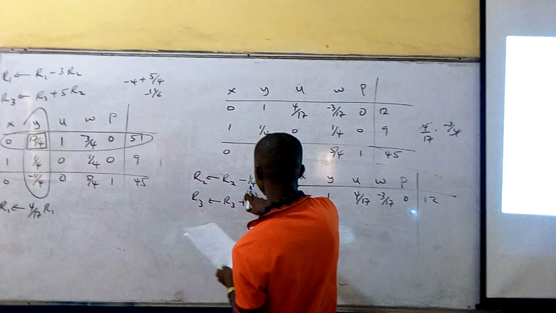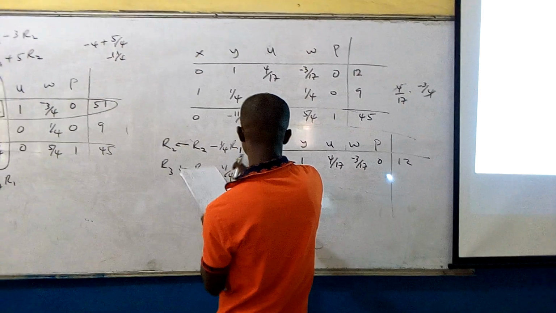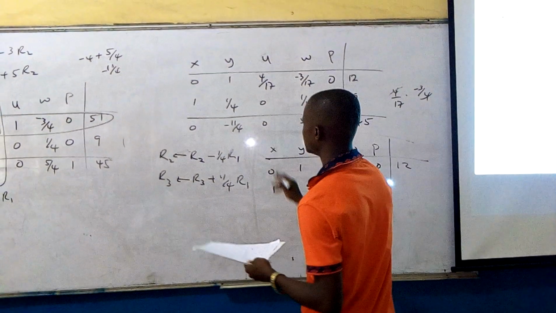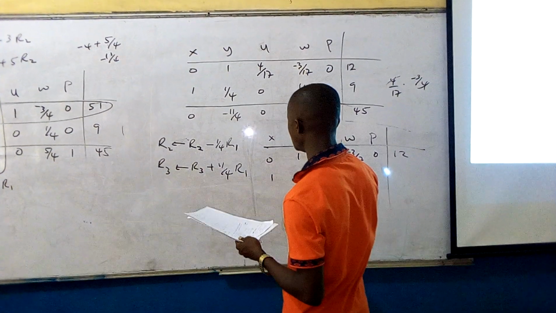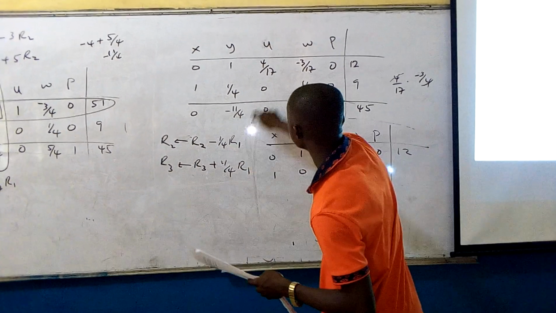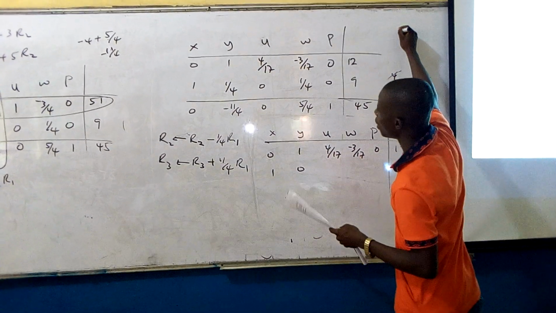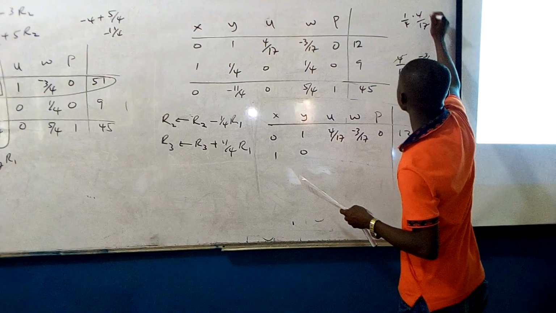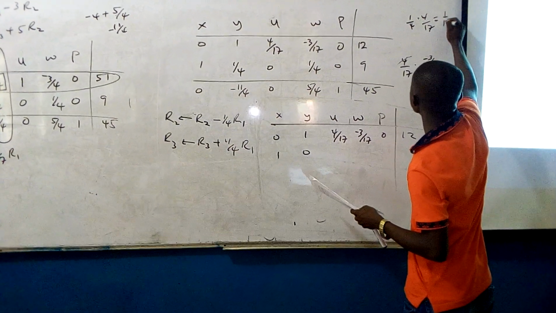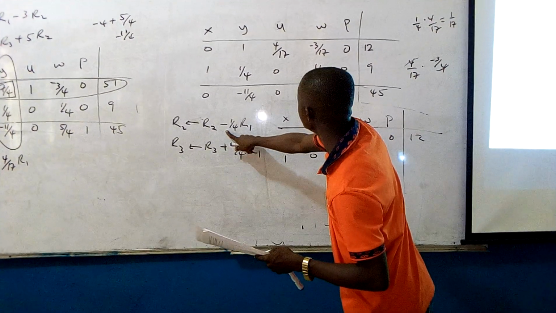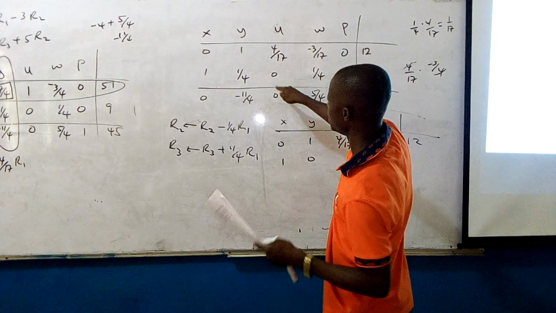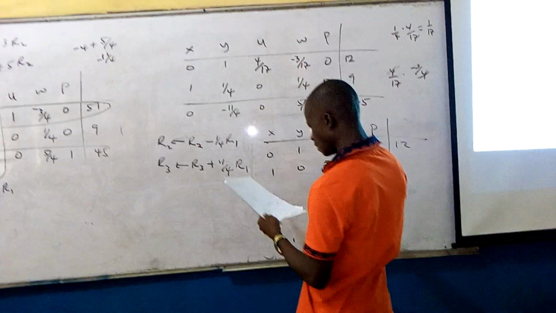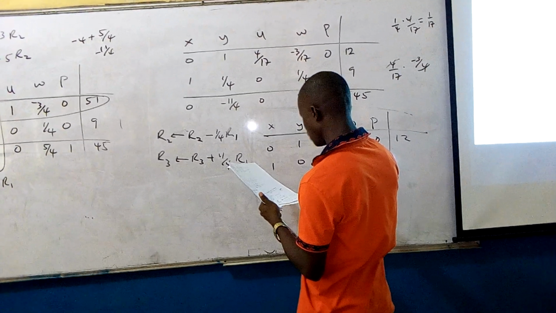Then R2, 1 over 4 R1. So 1 over 4 times this is 0. This one will be 1. And this will go to 0, right? Yes. So 1 over 4 times R1, so 1 over 4 times 4 over 17. That is 1 over 17. Then R2 minus that. So this is R2, so it will be 1 over 17 to be negative, right? Yes. Negative 1 over 17.